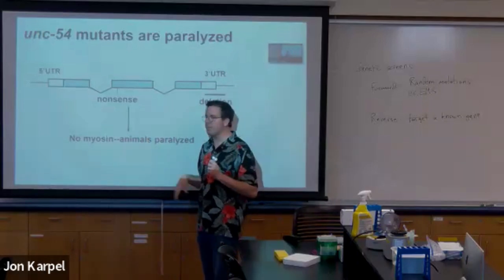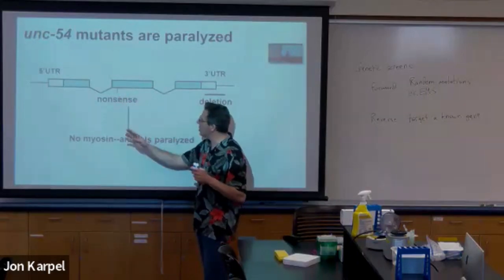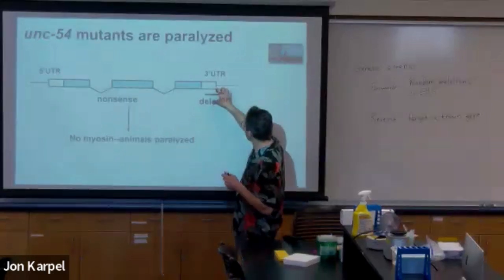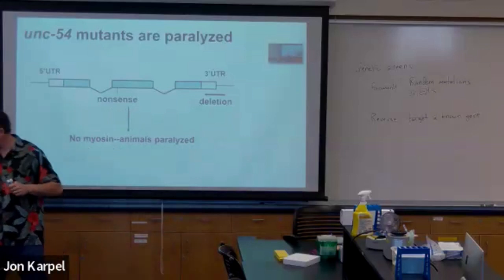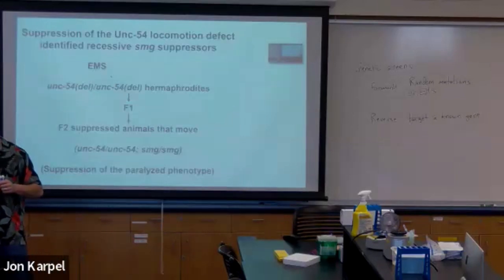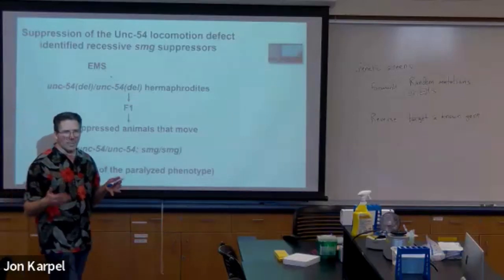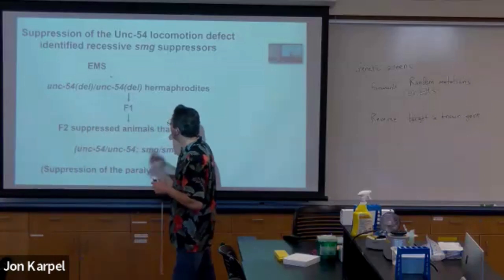And they looked at two different mutations. You have a nonsense mutation in the second exon, and then you had a deletion in the 3' UTR. As we know, the UTRs are really important for information or transcriptional control. So what did they do?